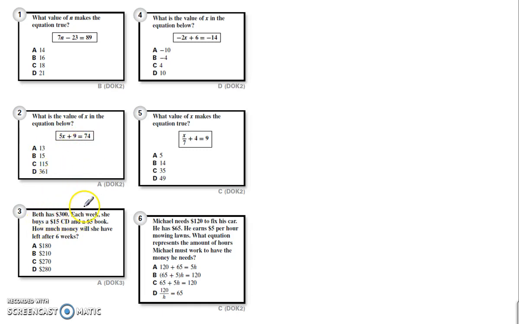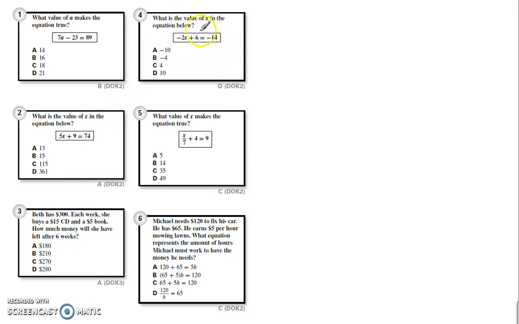Beth has $300. Each week she buys a $15 CD and a $5 book, so she spends $20 each week. How much money will she have left after 6 weeks? Okay, so she spends $20 each week times 6, and then subtract that from 300. So subtract 120 from 300, you're left with 180.